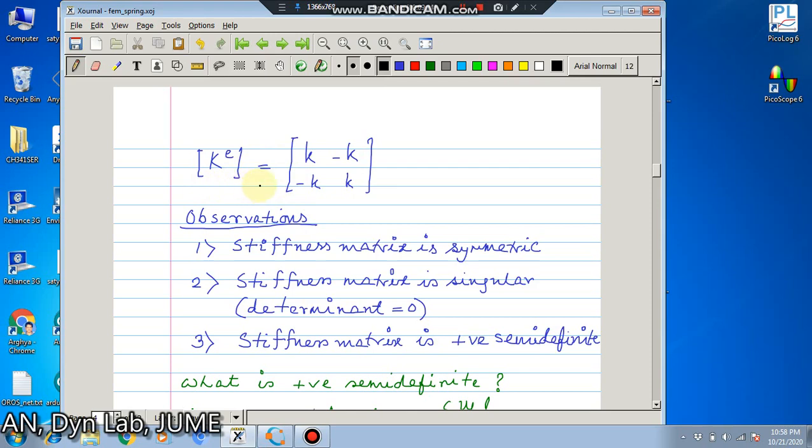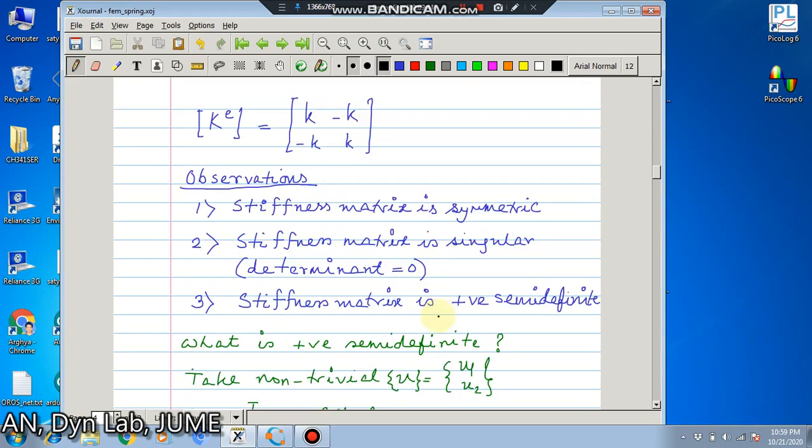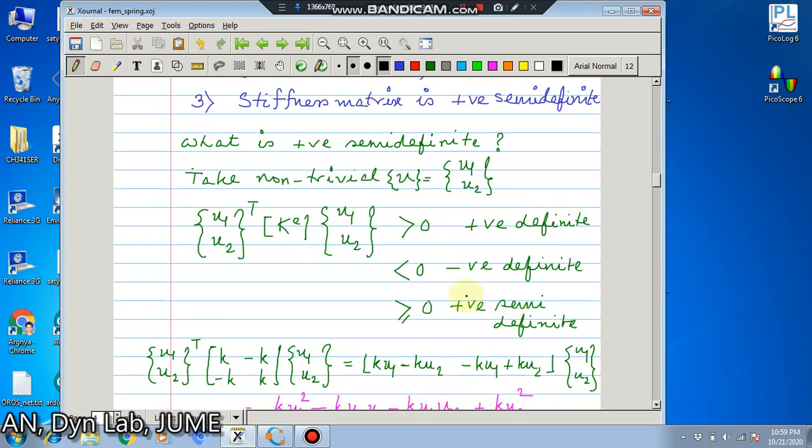Now what are the observations here? The stiffness matrix is symmetric, so the non-diagonal terms are equal. The stiffness matrix is singular, that means if you find the determinant of the stiffness matrix, you will get 0. And the stiffness matrix is positive semi-definite. Positive semi-definite means you take a non-trivial vector, where U1 and U2 are both not zeros.